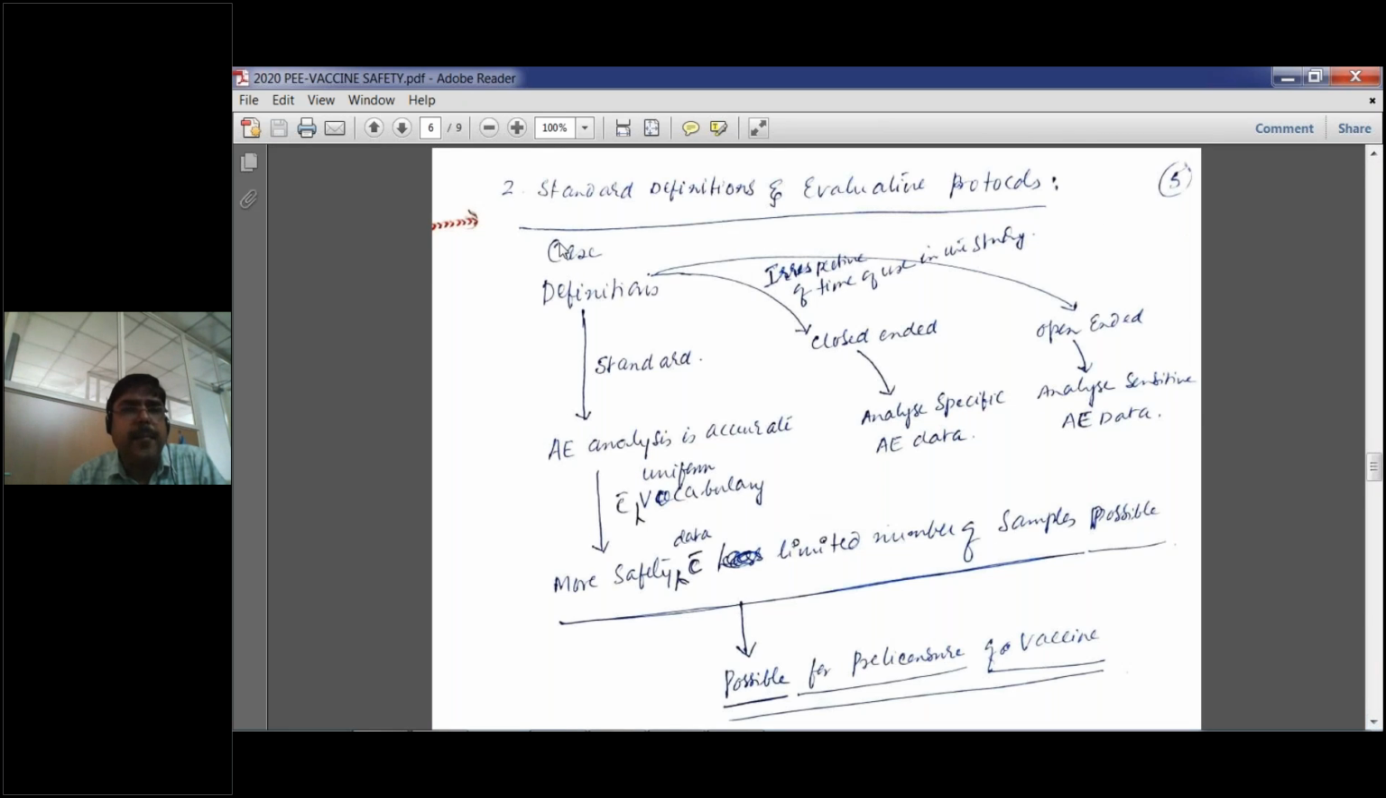So the second approach from the pharmacoepidemiology concept is standard definitions and evaluative protocols. Before we go into this, let us understand what they mean for us. Then only we'll be able to understand it.